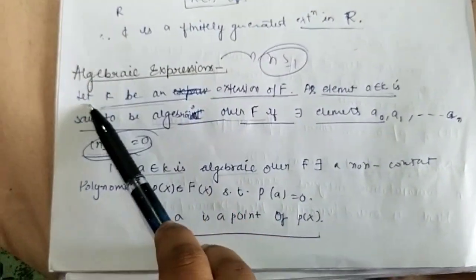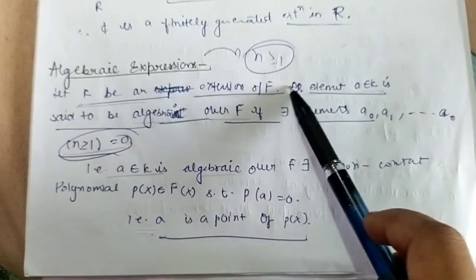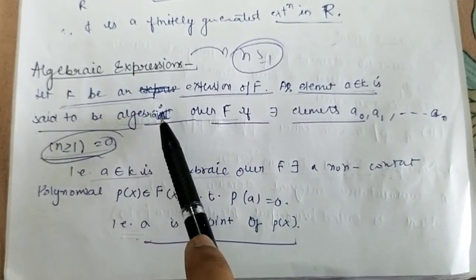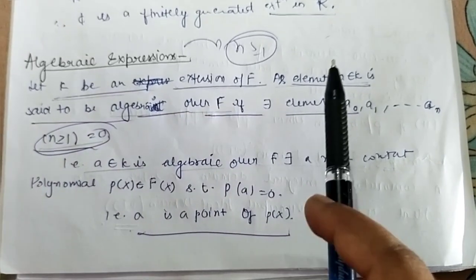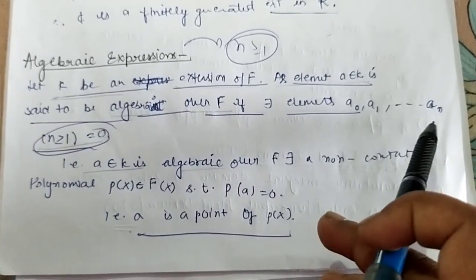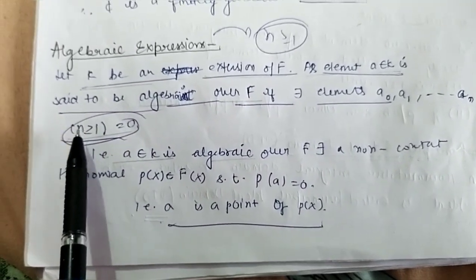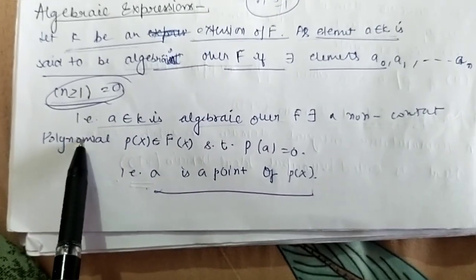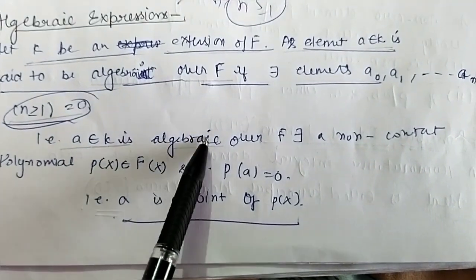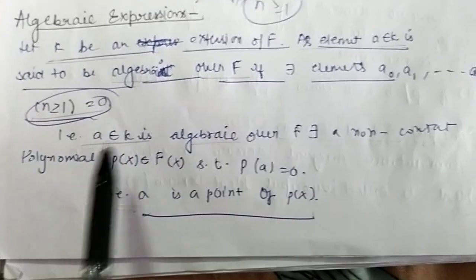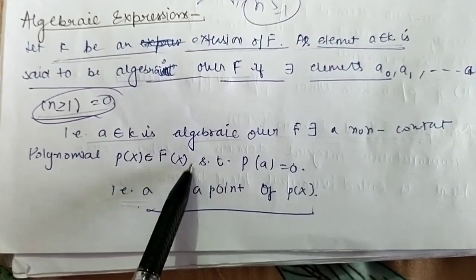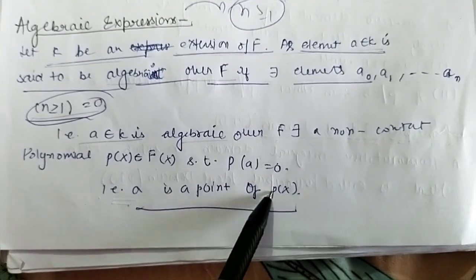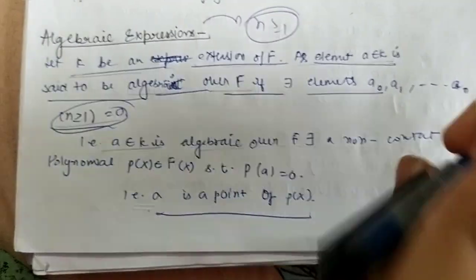Algebraic element: let K be an extension of F. An element a belongs to K is said to be algebraic over F if there exist elements a0, a1 to an, n greater than or equal to 1, not all zero, such that a0 + a1 a + ... + an a^n is equal to 0. That is, a belongs to K is algebraic over F if there exists a non-constant polynomial p(x) belongs to F[x] such that p(a) is equal to 0. That is, a is a root of p(x).